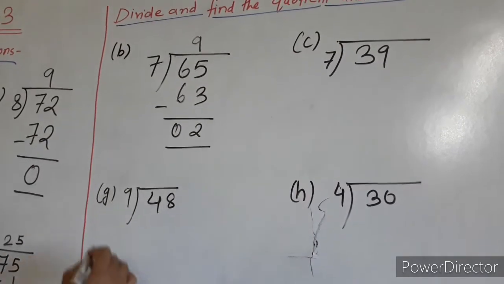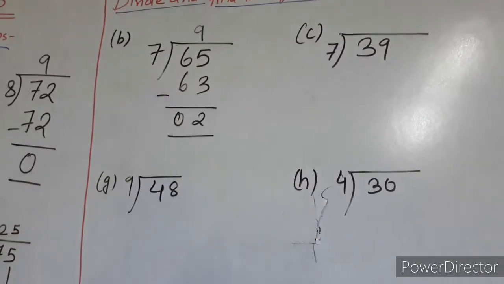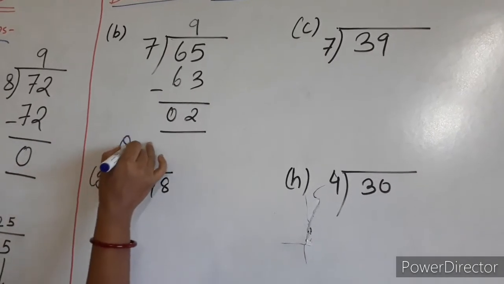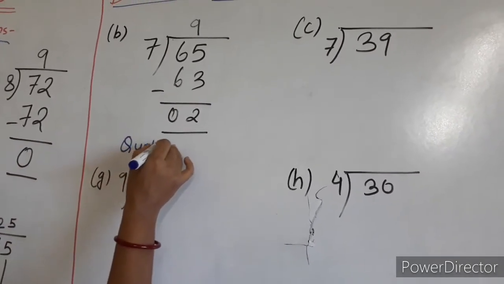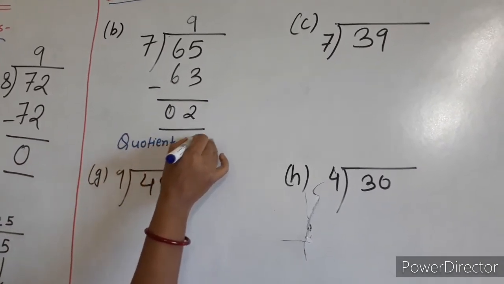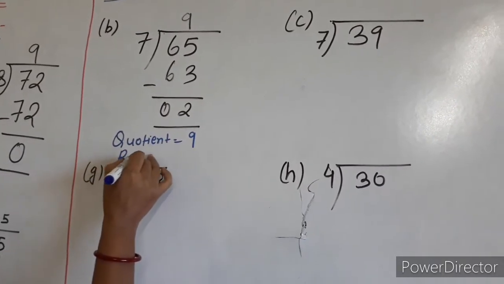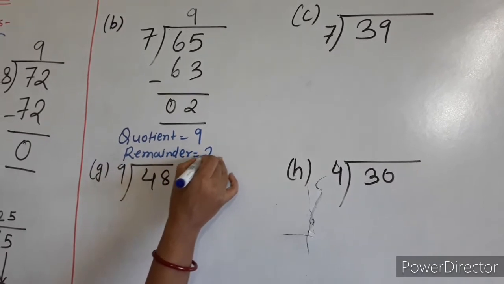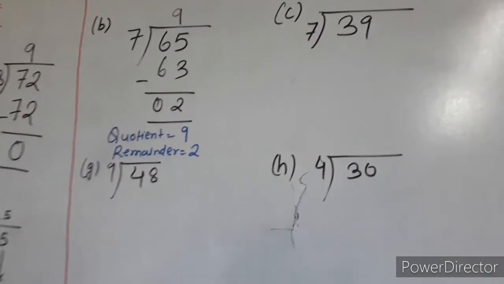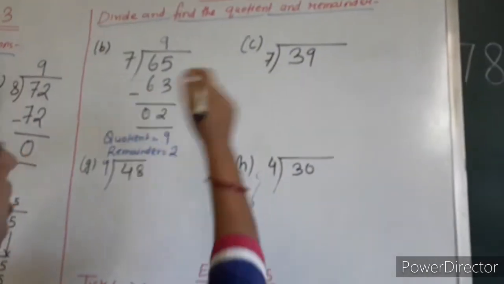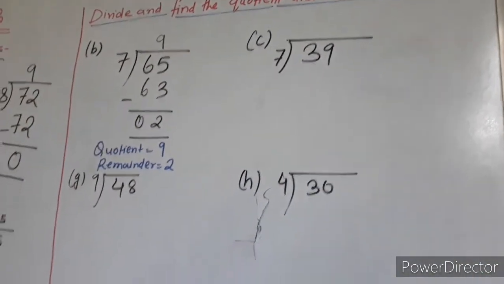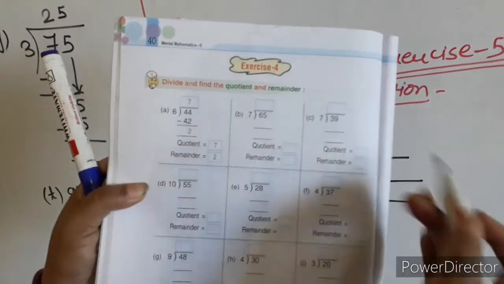So you can write here quotient is 9 and remainder 2. Then here, the number A is already done in your book, the C your book. So I am just going to show you the B and C.